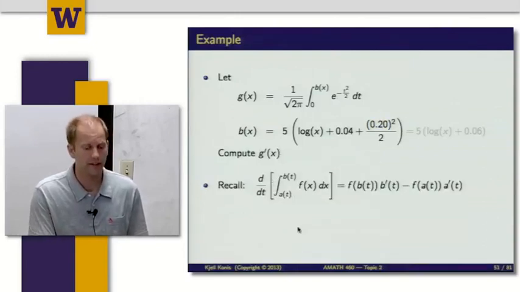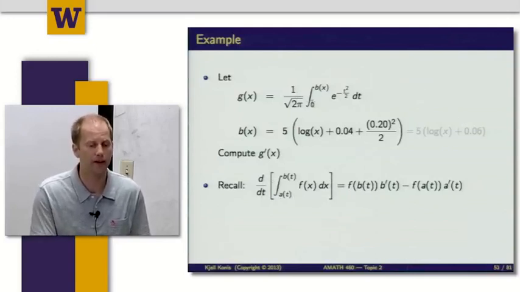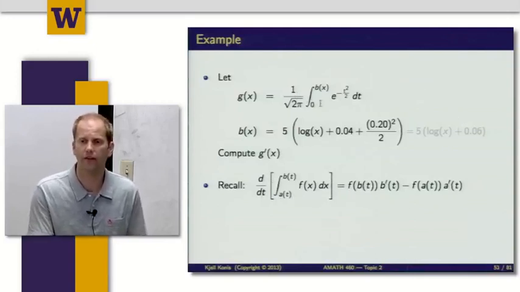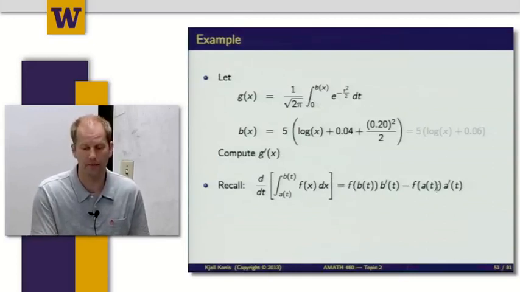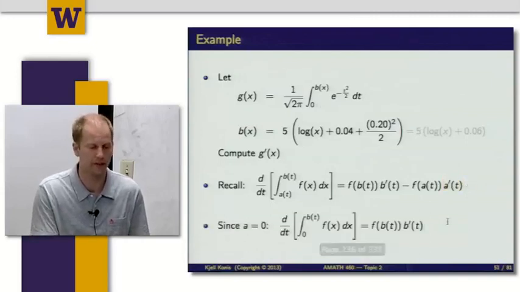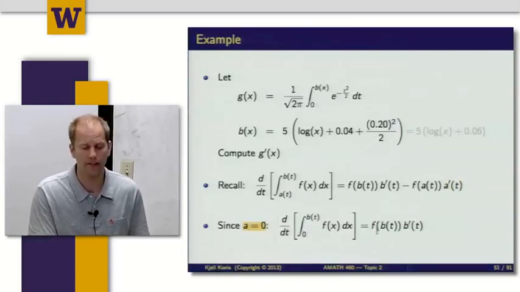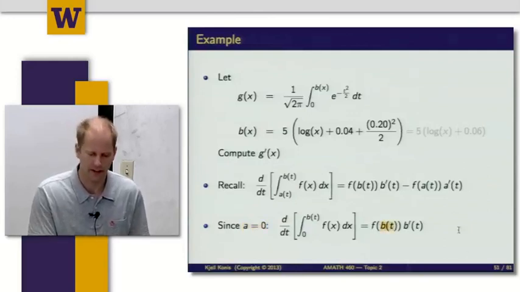This is the formula from the previous slide. But now since my lower limit is 0, so it's constant with respect to x, if I take its derivative, this a prime of t is just going to be equal to 0, the derivative of a constant. So this formula will simplify a bit because a is equal to 0. All I need to do is evaluate my function and then multiply by the derivative of the inside.